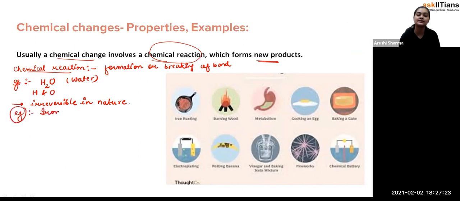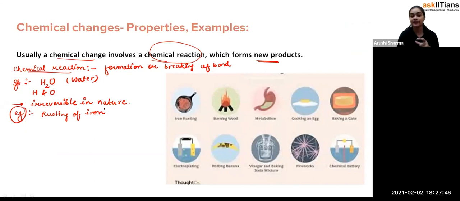Okay, iron rusting, or we can say rusting of iron. It is better to say rusting of iron. Now student, what is the case in the rusting of iron, what happened? Iron is a metal. I think all of you know this thing, that iron is a metal.